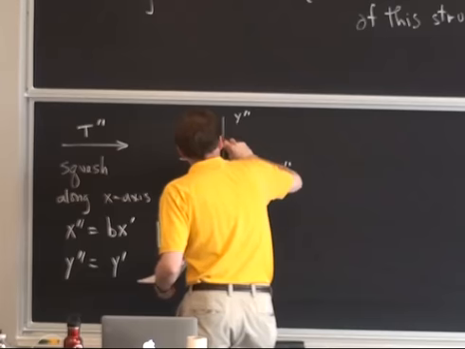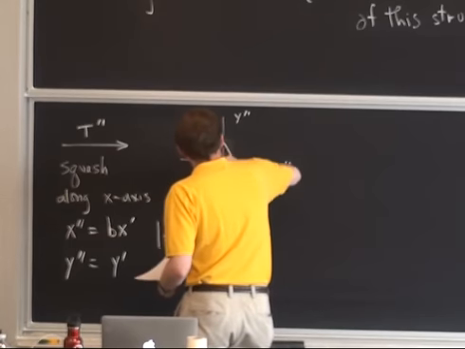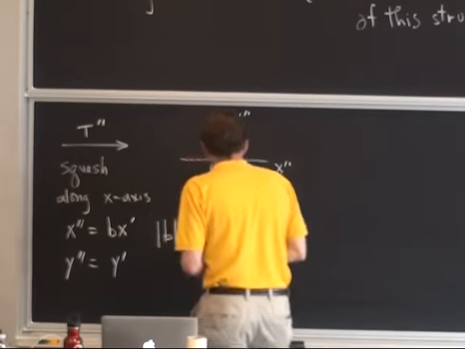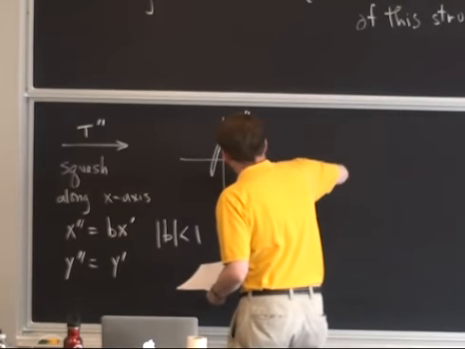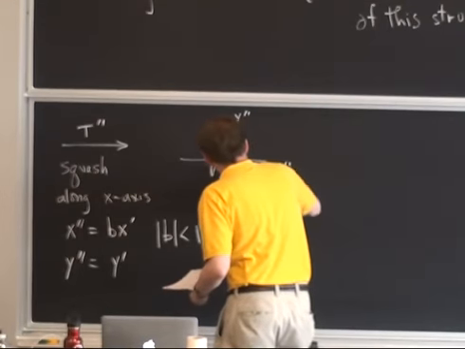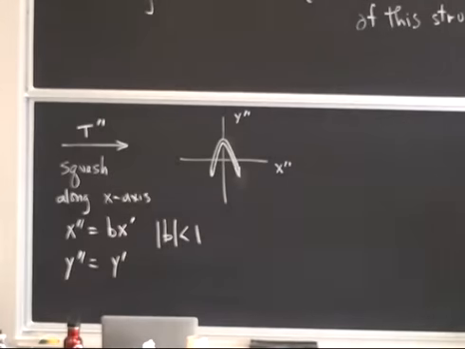Here's a skinny parabola that has been squashed. Whoa, that was supposed to connect to the bottom. Excuse me. There. So you're getting a boomerang shape like that.